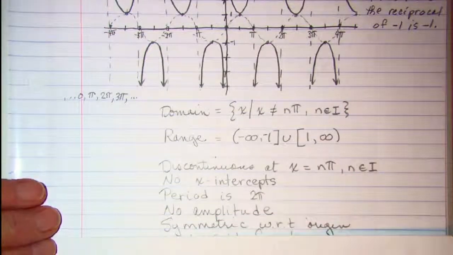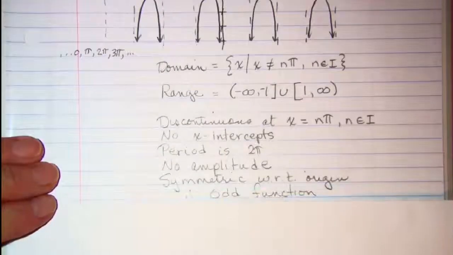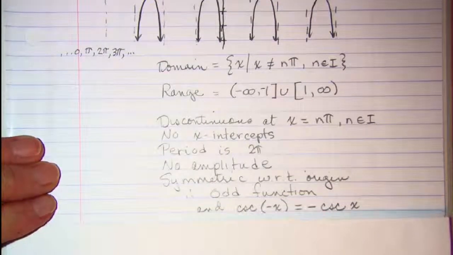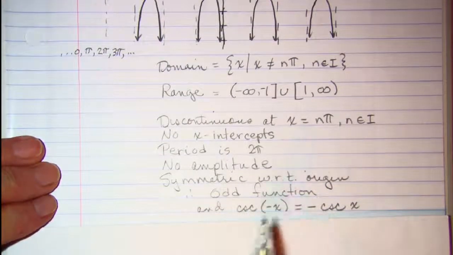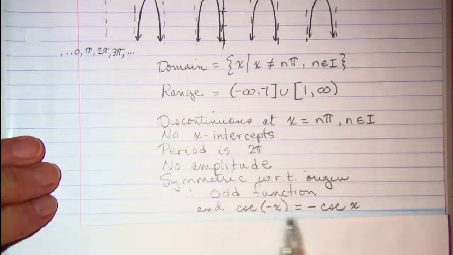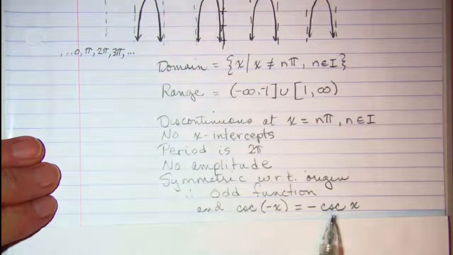and it's symmetric with respect to the origin, which means that it's an odd function, and the cosecant of -x is equal to negative cosecant x.